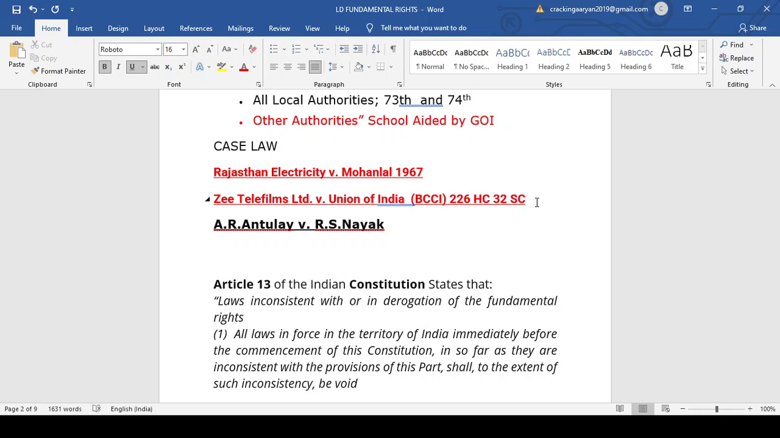After that, we have the very famous case of A.R. Antulay versus R.S. Nayak. This is a very famous case in which the question was whether the judiciary can be considered as a state or not. So the Supreme Court held that when the judiciary is taking decisions regarding administrative power, or at the time of rule making, note it down, okay, regarding the administrative work or rule making. I am giving you the example of rule making.